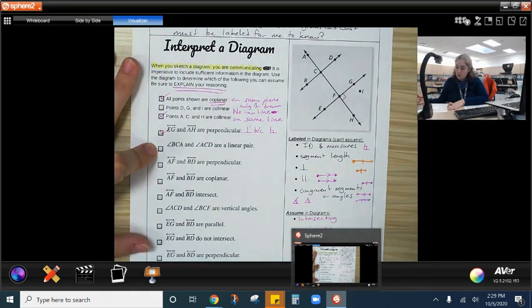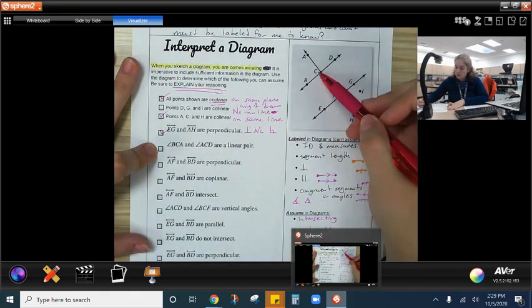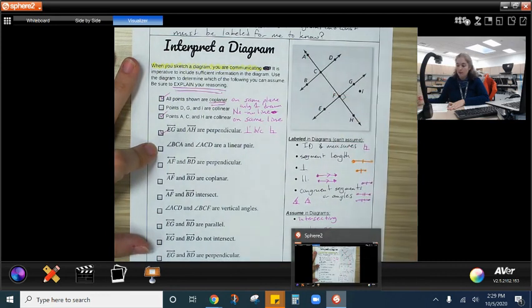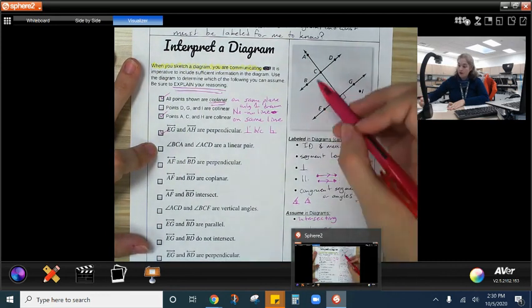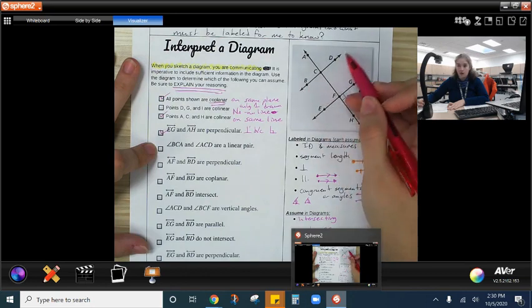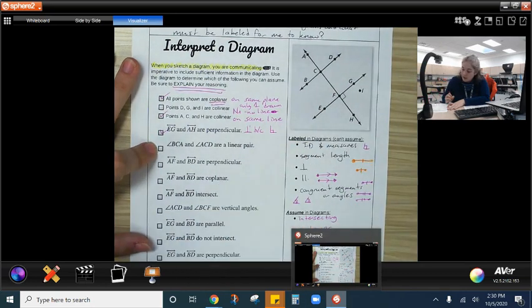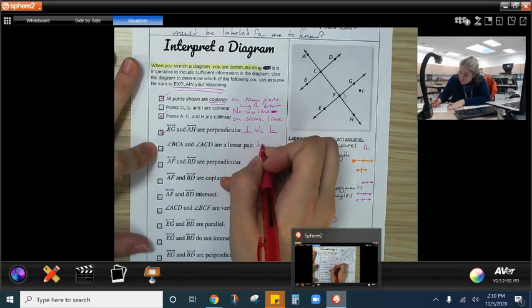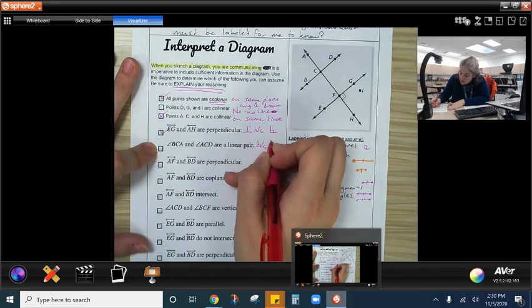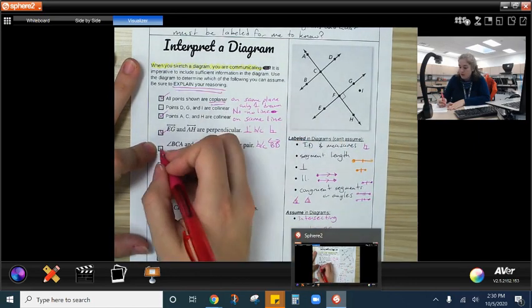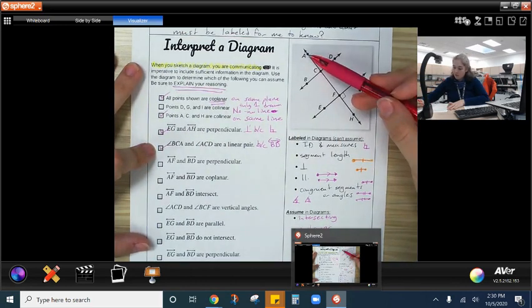All right, we want to know if angle BCA is congruent to angle ACD. Do we know? Oh, our linear pair. So BCA and ACD are a linear pair. So we need to figure out if BCD is a straight angle, a line. Is BCD a line? Yes, because BD is a line. So that is true.